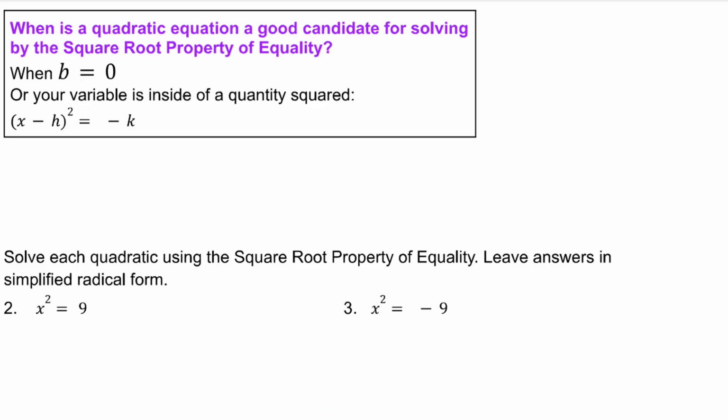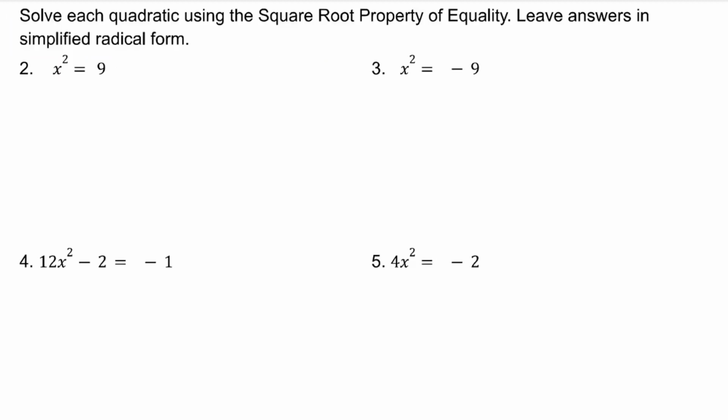When is a quadratic equation a good candidate for solving by square root property of equality? That is when b is equal to 0, or if your variable is inside of a quantity squared, similar to vertex form. For number 2, let's begin by thinking about this problem intuitively.